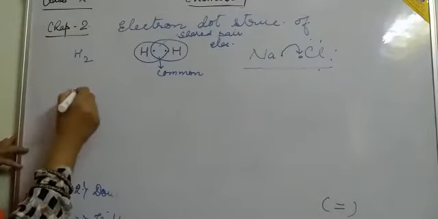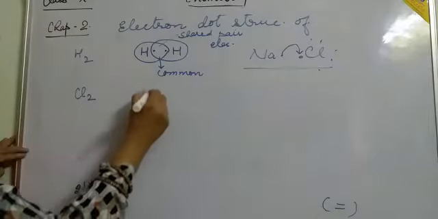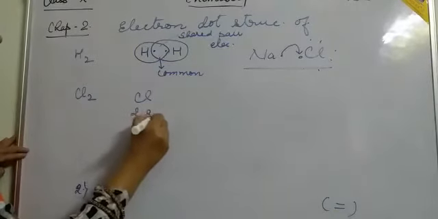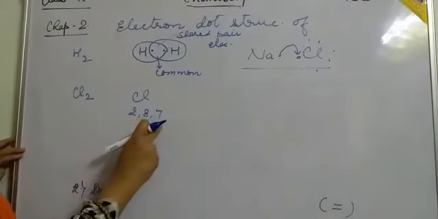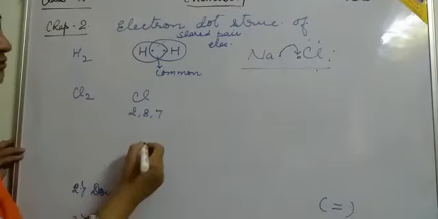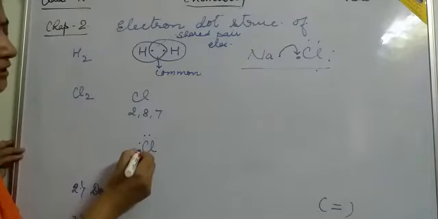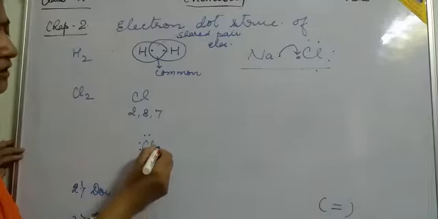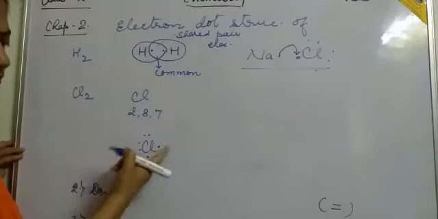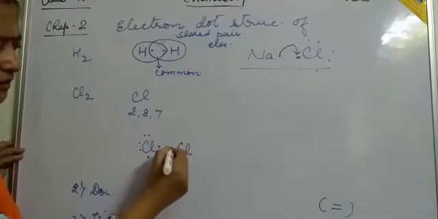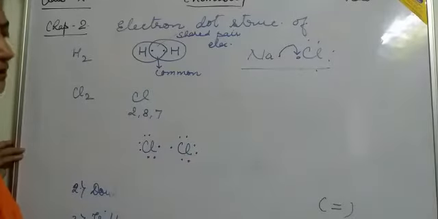Take another example, chlorine. First you write the electronic configuration. Chlorine is 2, 8, 7. The outermost shell contains 7 electrons. Write chlorine and write the electrons of the outermost shell. There are 7 electrons. You must write this in front of the other chlorine, like this. This is 7 electrons.